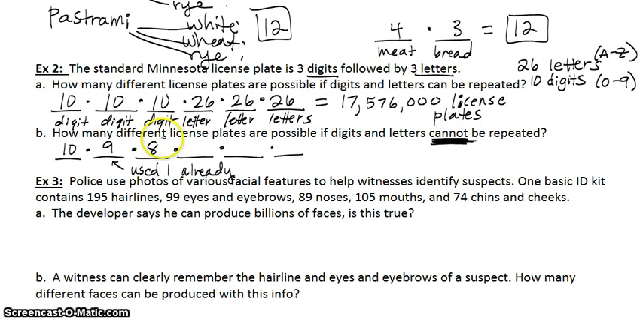Something similar happens with my letters. So I start out with 26 letters in the group. I took 1 out, it can't be repeated, so now there's only 25 left for me to pick from. Once I pulled 2 out, there's only 24 left for me to pick from. And when I multiply that in my calculator, I get 11,232,000.